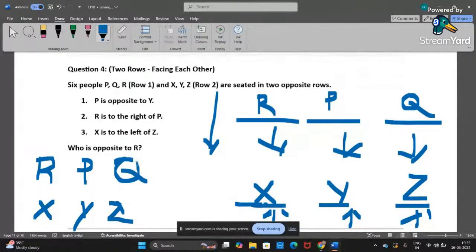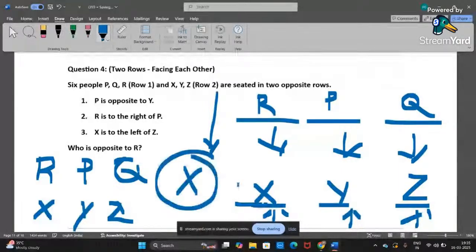So what is the question here? Who is opposite to R? Answer is X. Right?